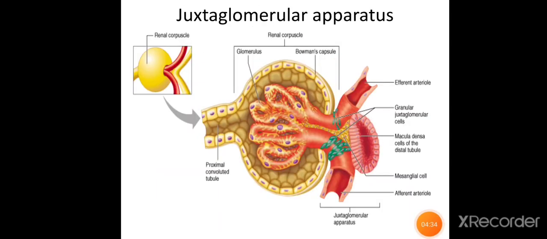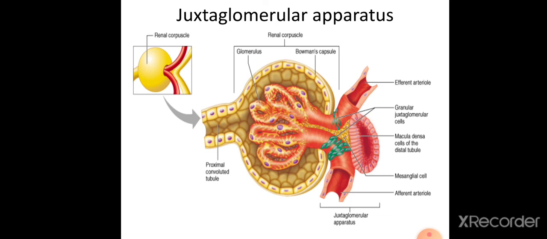This is the juxtaglomerular apparatus which includes the juxtaglomerular cells demarcated in the diagram. Macula densa. Macula densa cells are the cells of the distal convoluted tubule close to the afferent arteriole. So, the cells of the distal convoluted tubule close to the afferent arteriole become specialized and elongated and they are known as macula densa cells.